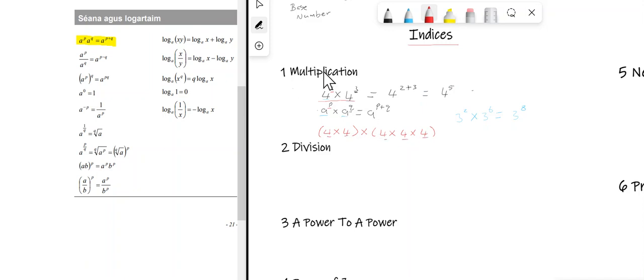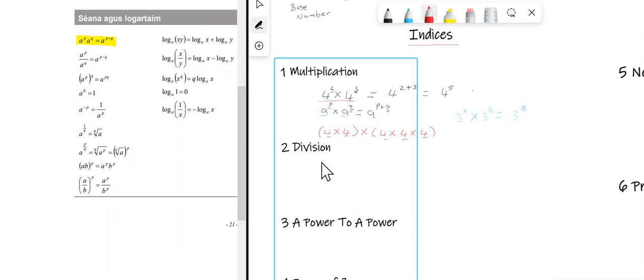So that's the first rule. When you're multiplying indices that have the same base number, you just add the powers, or you add the indices together, and that's it. And that's what this rule is about here. That's what it's represented by.